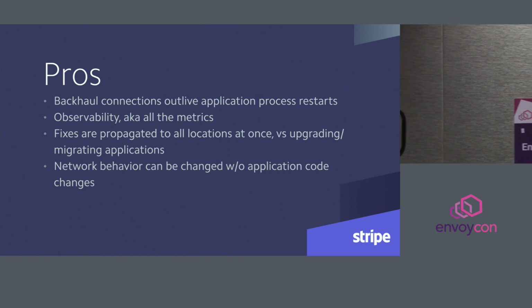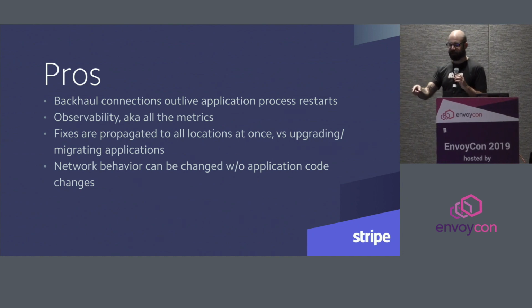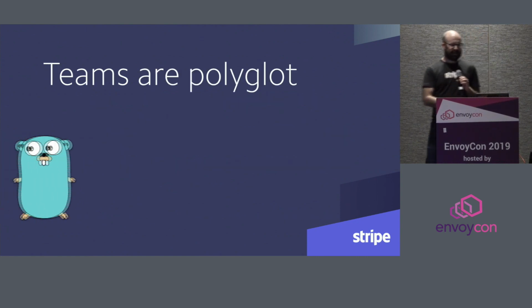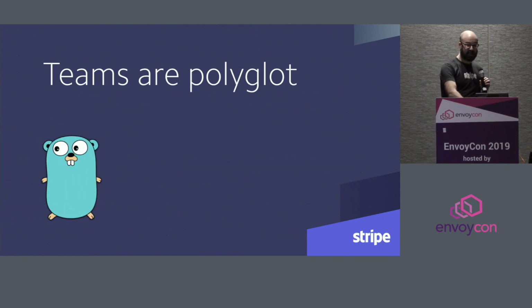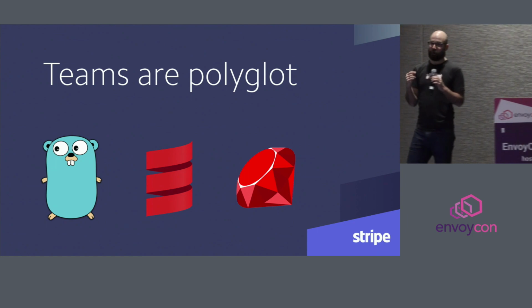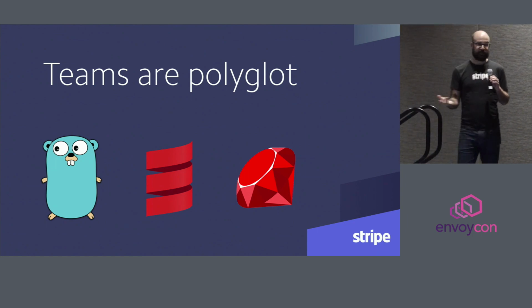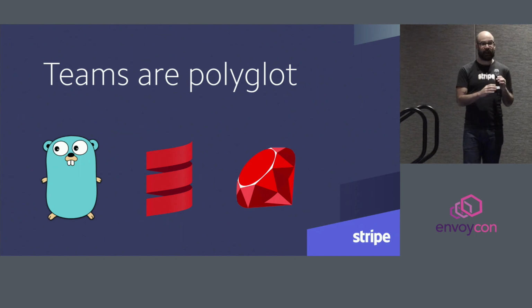Now, I'm a software engineer. Again, I write application code for a living. Why do I make it sound like changing an application is this insurmountable, huge pain task? Well, it's because teams, not only at Stripe, but every company I've ever worked at are polyglot. So at Stripe, we have people writing servers and applications in Go. We have a ton of stuff in Ruby. We have some Scala thrown in there.